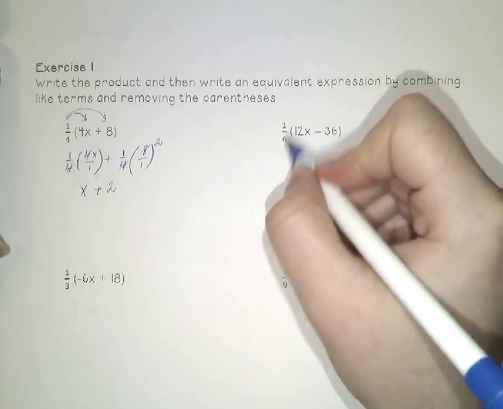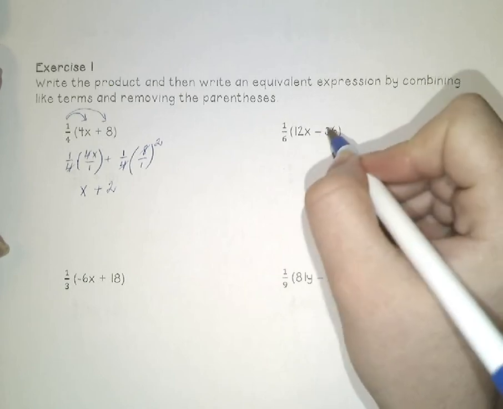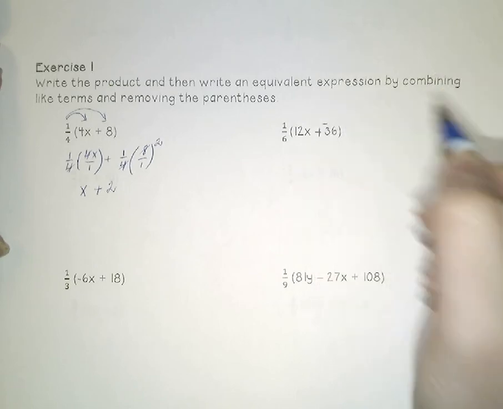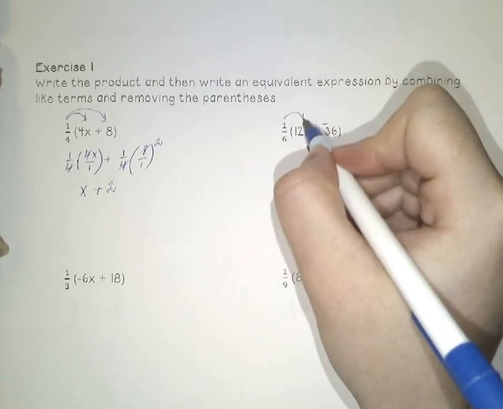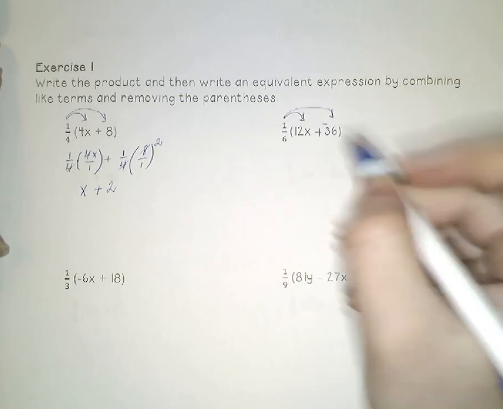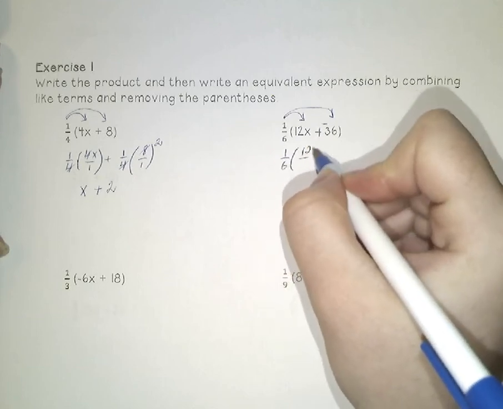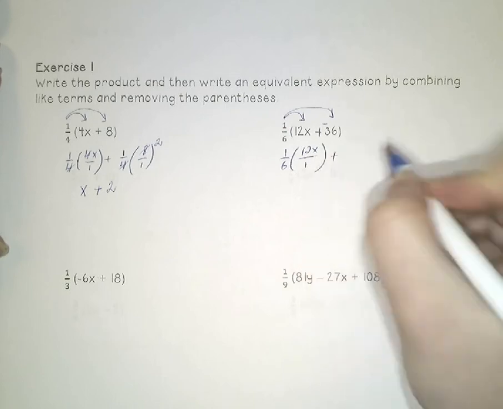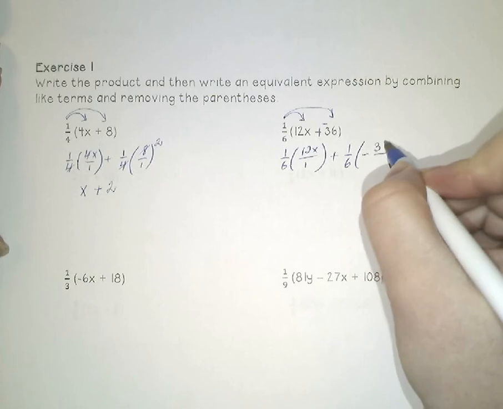Next one, 1/6 times the difference of 12x and 36. I'm already thinking about plus negative. That's why it took me a while to think about it. 1/6 we are multiplying by 12x, and 1/6 we are multiplying by negative 36. 1/6 times 12x over 1 plus 1/6 times negative 36 over 1.